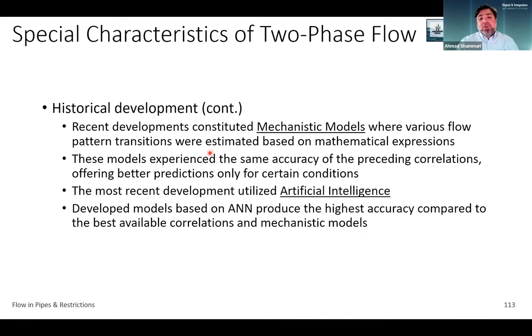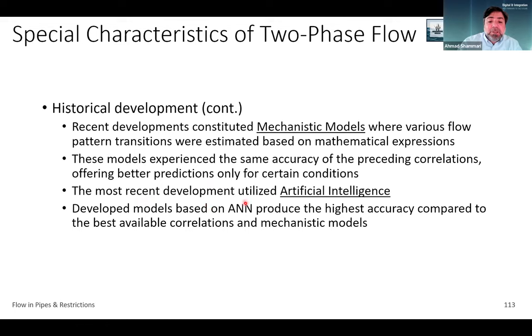Recent developments constituted mechanistic models, where various flow pattern transitions were estimated based on mathematical expressions. So not only do we introduce the flow pattern, but we also introduce the transition between the patterns, from, let's say, bubble flow to mist flow to annular flow, etc. All the transitions are actually taken into consideration using the mechanistic models with the use of mathematical models, okay? These models have the same accuracy as the preceding correlations, offering better predictions only for certain conditions.